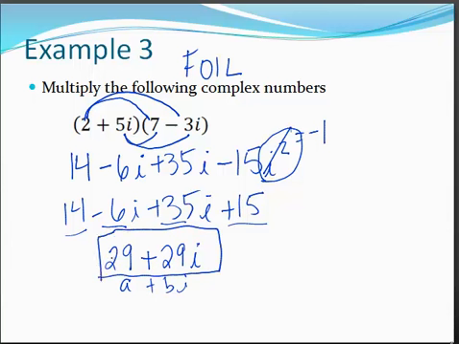Okay, so make sure you took really good notes. If you're still a little confused, that's okay. We're going to practice this in class tomorrow. The really big thing is that you know what the two definitions of i are, that i is equal to the square root of negative 1, and i squared is equal to negative 1. Okay, those are the most important things. So make sure you take good notes.